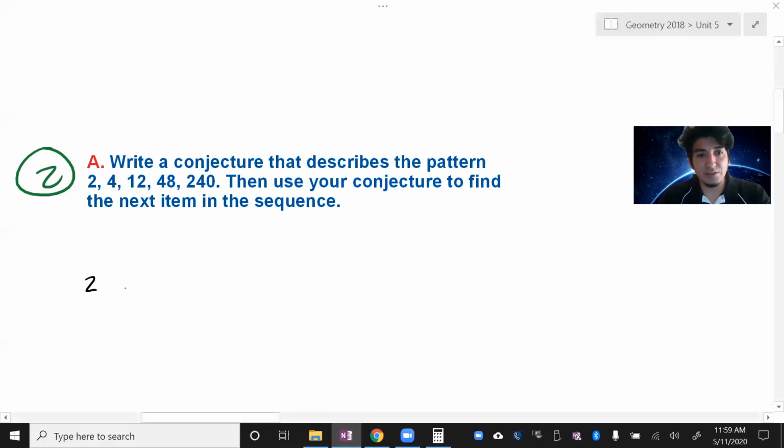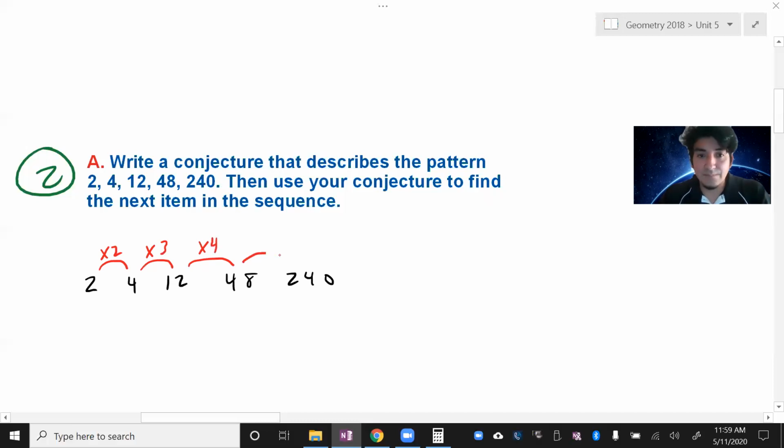So I got 2, I got 4, I got 12, I got 48, I got 240. Now, if I'm trying to get from 2 to 4, 4 to 12, and so forth, I'm going to see if I can find a pattern. So I'm going to do trial and error. I'm going to try times 2, but I can't do times 2 for the next one. So I'm going to go with times 3, and that gives me 12. Okay, great. So if I know it's times 2, times 3, my next number would maybe be times 4. And so I'll put times 4 in here.